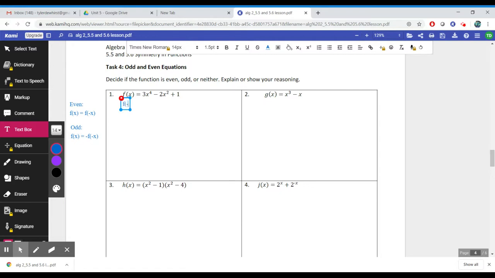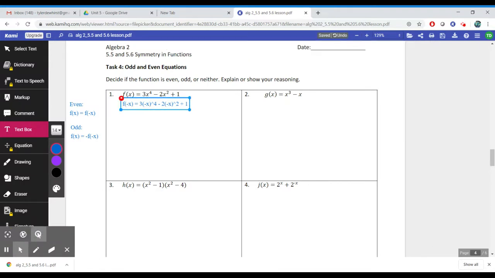So in this case, f of negative x will be equal to 3 times, and instead of x, I'm going to write a negative x to the 4th power. Unfortunately, I don't have a way to type subscripts and superscripts, so when you see this little caret, that just means in the exponent. So that 4 there is really in the exponent. Minus 2 times negative x squared, plus 1.